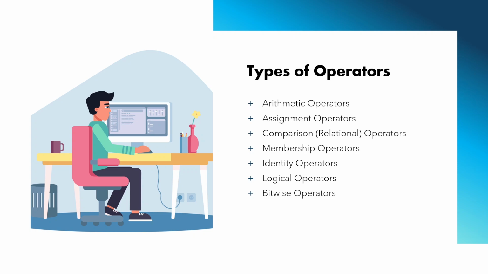We have arithmetic operators. These are operators that we use for arithmetic purposes like addition, subtraction, division, and the rest. We have assignment operators. These are operators that we use to assign values to a variable. We have comparison operators, also known as relational operators, which are used to compare two or more values. We have membership operators. We have identity operators, logical operators, and bitwise operators.